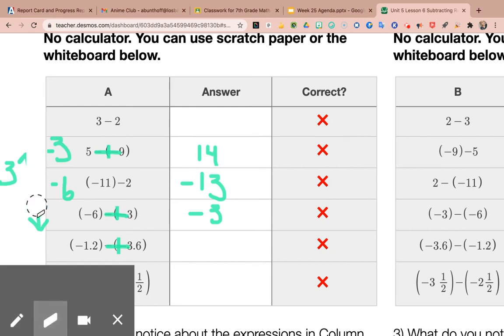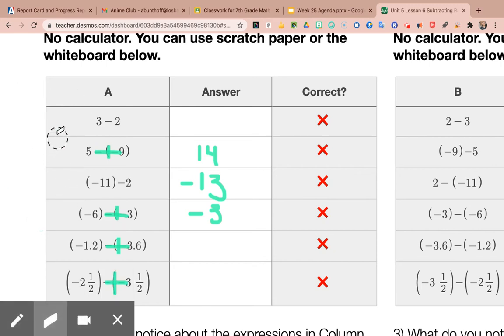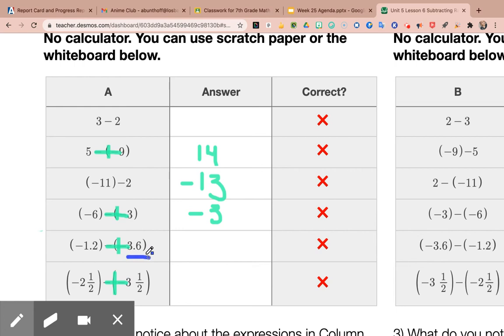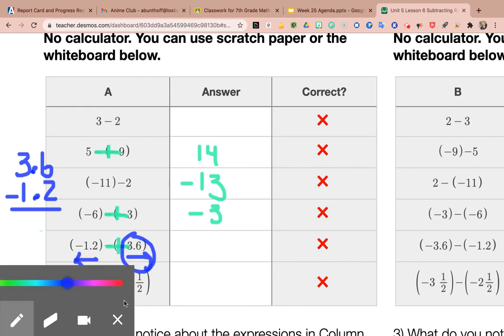For the next one, notice that once I change that to a plus, 3.6 is now positive. So think of this as 3.6 to the right, negative 1.2 is to the left. They're going different directions, so I am going to subtract them. So 3.6 take away 1.2. And I know my answer is going to be positive because 3.6 is a bigger arrow, a longer distance, a bigger absolute value than 1.2. So my answer is going to be positive. So I'm just going to subtract them because they're going different ways.